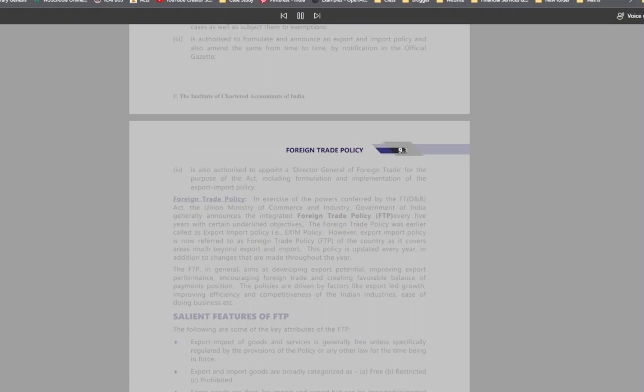4. Is also authorized to appoint a Director General of Foreign Trade for the purpose of the Act, including formulation and implementation of the export-import policy.